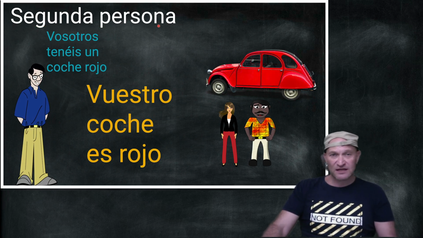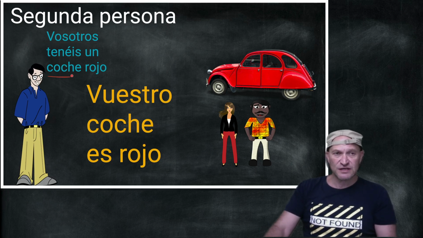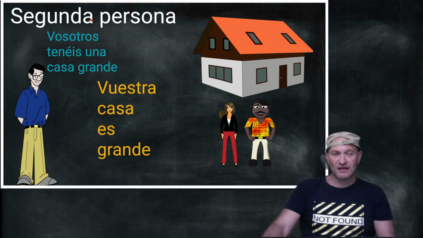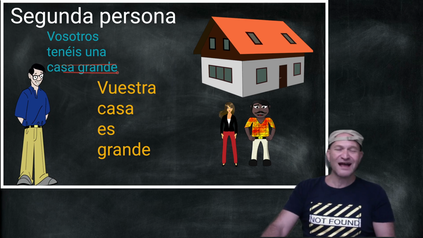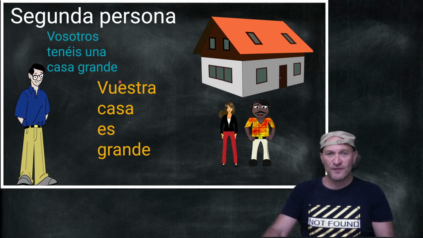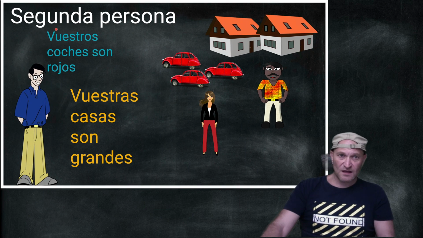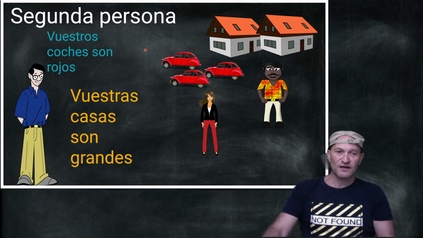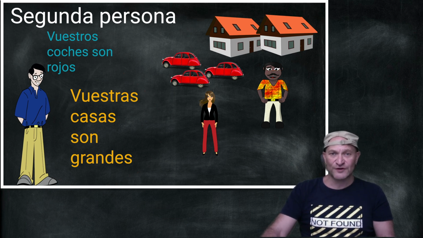Segunda persona del plural, second person in plural, you all, vosotros tenéis un coche rojo. You guys have a red car. Your car is red. Vuestro coche es rojo. And in feminine, he said, vosotros, you guys, tenéis una casa grande. You have a very big house. Your house is big. And now he said, vuestros coches son rojos because they have more than one, and vuestras casas son grandes. Your houses are very big.